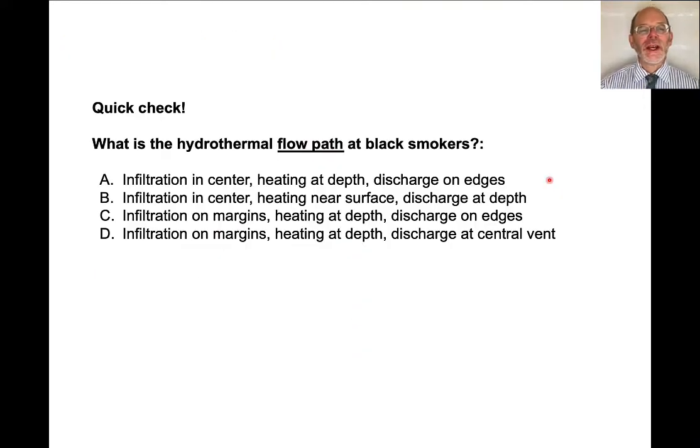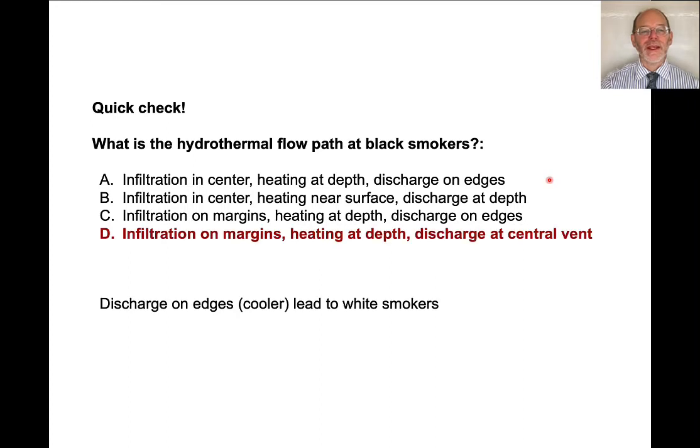So which of the following would be the correct flow path at a black smoker? And the answer here is it infiltrates on the margin, heats at depth, and discharges at a central vent. Discharge on the edges would lead to white smokers.